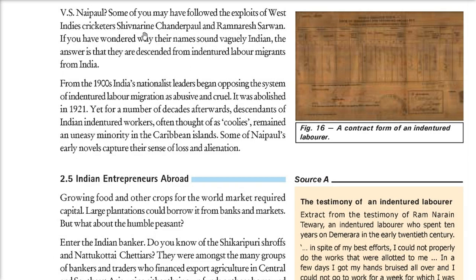These are the names I was telling you: Shiv Narayan Chandrapal and Ram Naresh Sarwan. These are people with Indian names. But how do the West Indies have them? Just because you can say their forefathers might have gone as indentured laborers. So here is a form of an indentured labor. Every detail is being shown here.